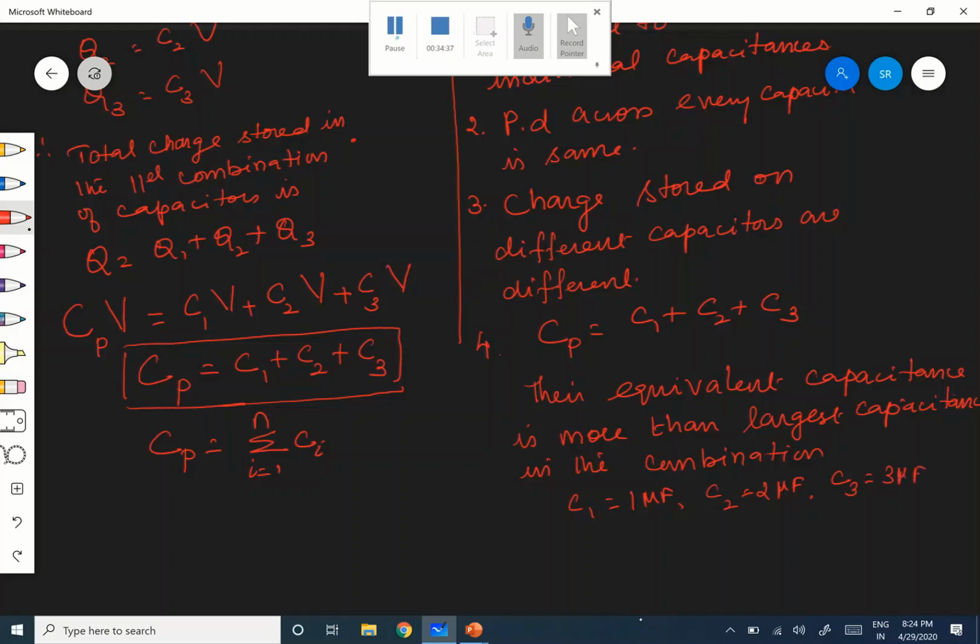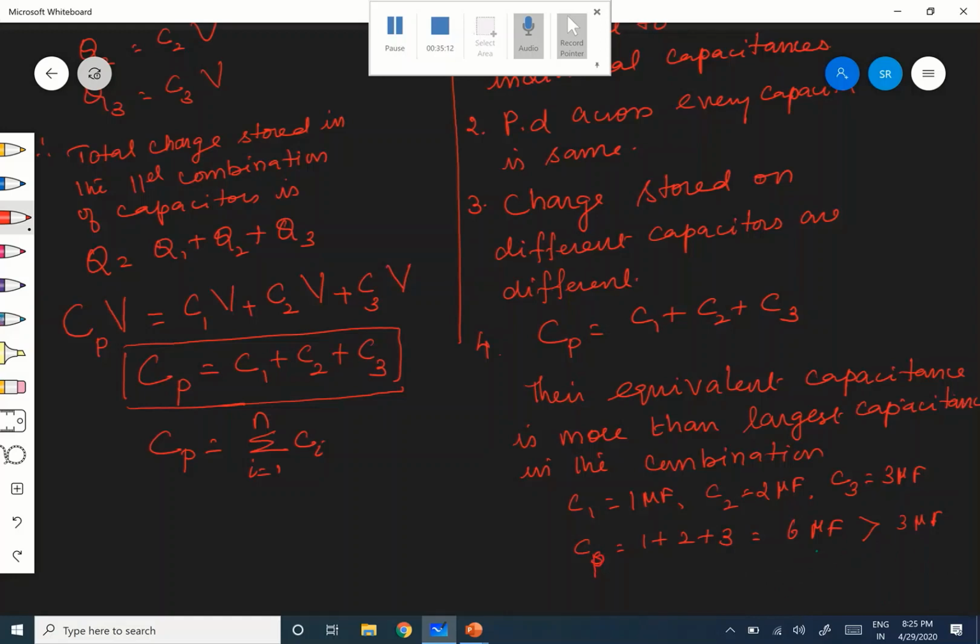Okay, therefore what is your CS? CS is equal to 1 plus 2 plus 3, that is equal to 6 microfarad, which is more than the largest capacitance, which is nothing but 3 microfarad. Therefore, when the capacitors are connected in parallel, the equivalent capacitance will increase. When the capacitors are connected in series, their equivalent capacitance will definitely decrease.